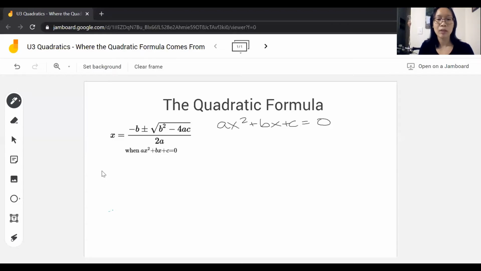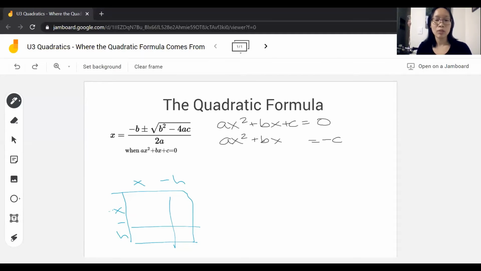equal to 0. Ultimately, what we want is a square with side lengths of x minus h and x minus h. Before we can do that, we have to move c to the other side, so we have ax squared plus bx is equal to negative c. When we complete the square, we want an x squared term where a is 1, so we need to divide everything through by a. This leaves x squared plus b over a x is equal to negative c over a.